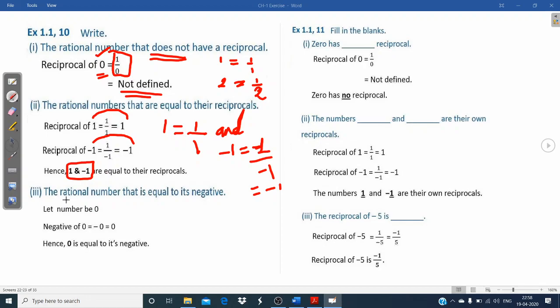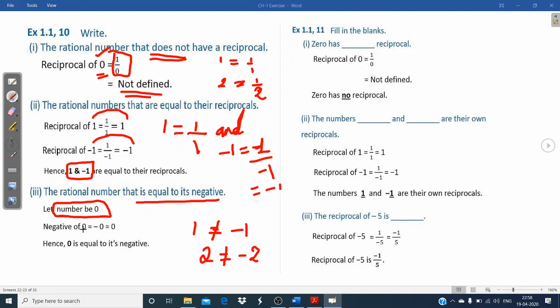Now, third part, the rational number that is equal to its negative. You have to find any rational number which is just equal to its negative. If I write 1, 1 is not equal to minus 1. If I write 2, we cannot write 2 is equal to minus 2. This is also unequal. So the only number is what?